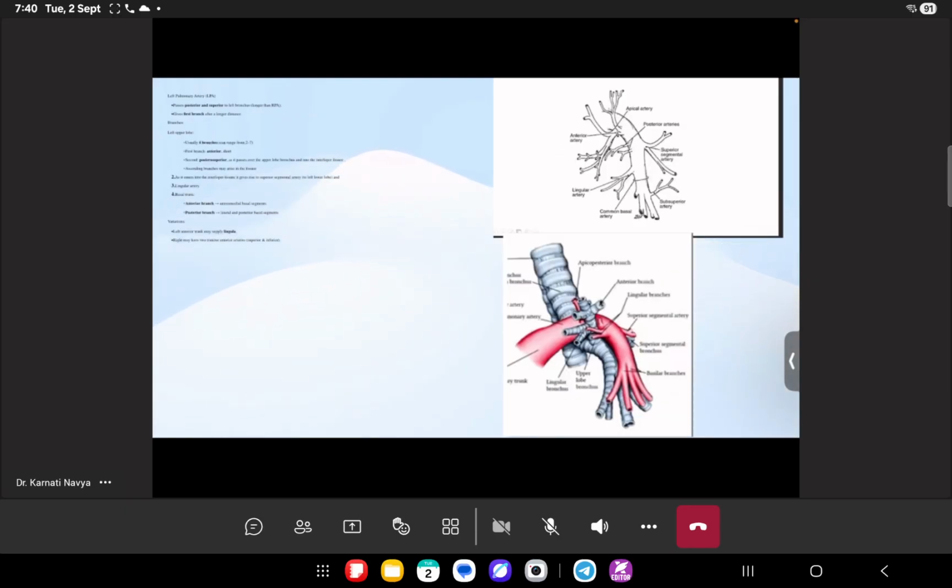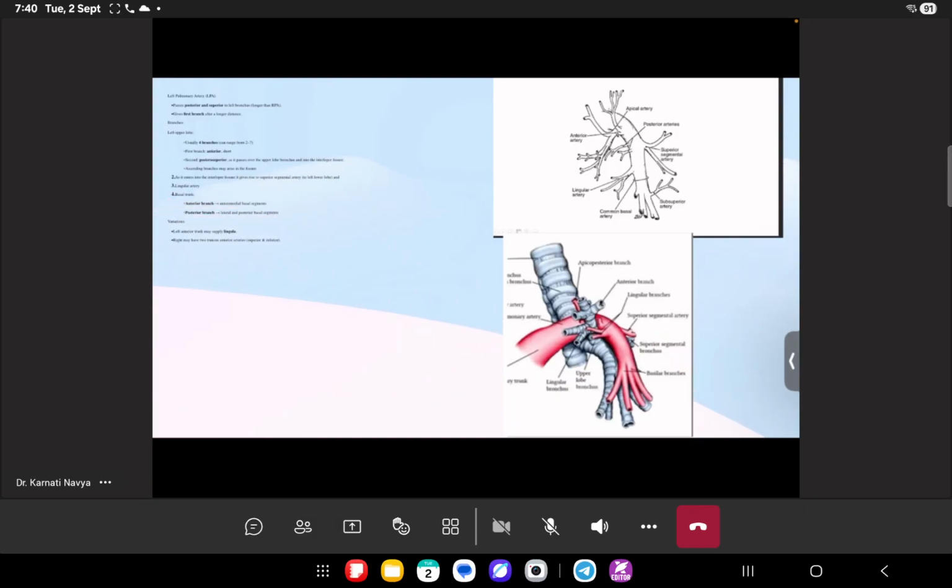The left pulmonary artery passes posterior and superior to the left bronchus, and it is longer than the right pulmonary artery. Its branches in the left upper lobe usually number 4, but can range from 2 to 7. The first branch is the anterior branch, and it is the shortest. The second is the posterior superior, as it passes over the upper lobe bronchus into the interlobar fissure, and then ascending branches may arise in the fissures.